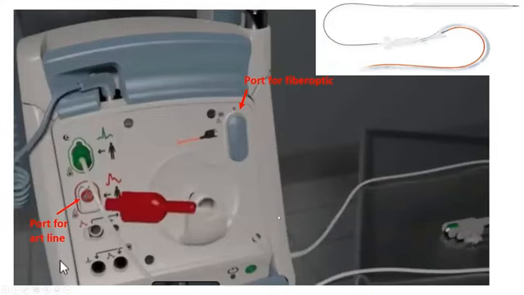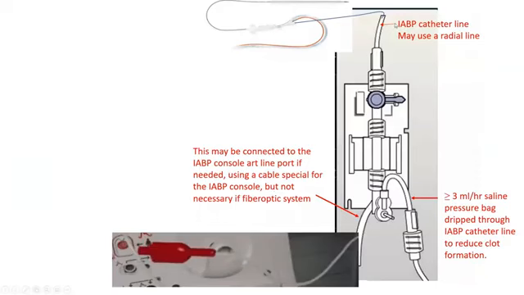If your arterial lumen is clotted and you didn't have fiber optic, you only had the old-fashioned balloon pump with arterial lumen, and the arterial lumen is clotted, in that case, what you can do is connect that cable and a transducer to a radial arterial line or a femoral arterial line, connect it to a transducer and connect it to the back of the console.